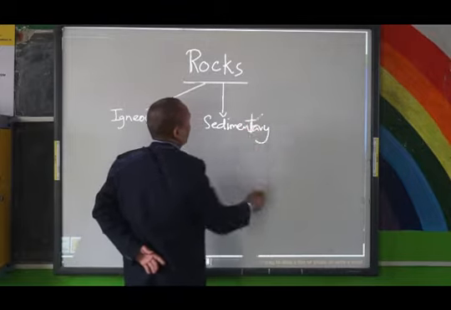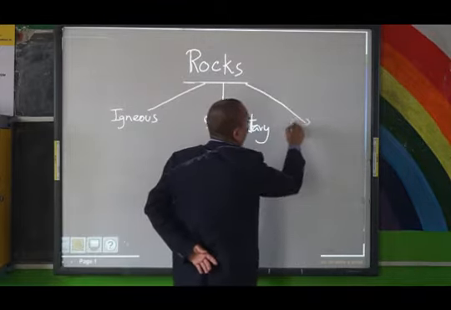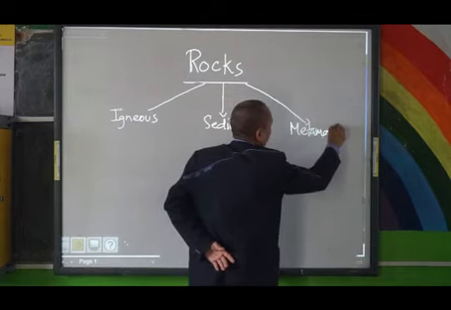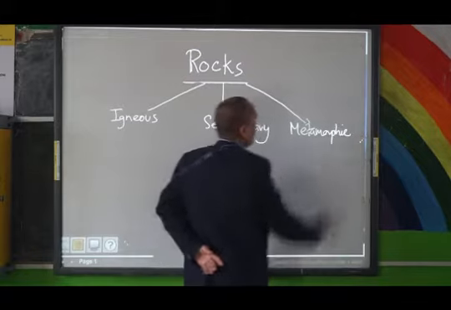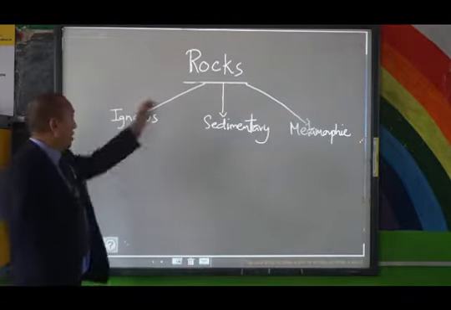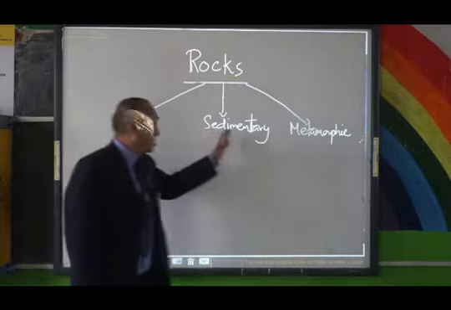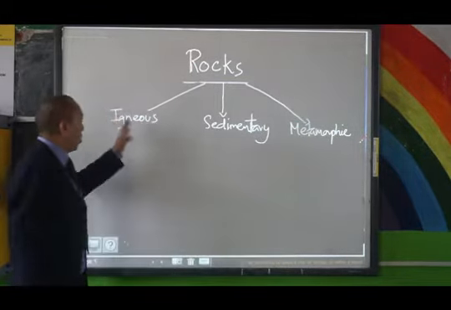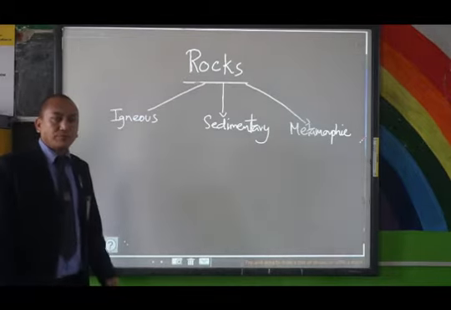Sedimentary rocks. Then we have the third one, that is the metamorphic rock. Metamorphic rocks. So there are three types of rocks: the igneous rocks, the sedimentary rocks, and the metamorphic rock. The first one, what is an igneous rock?